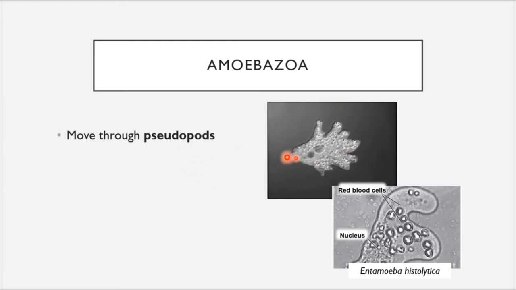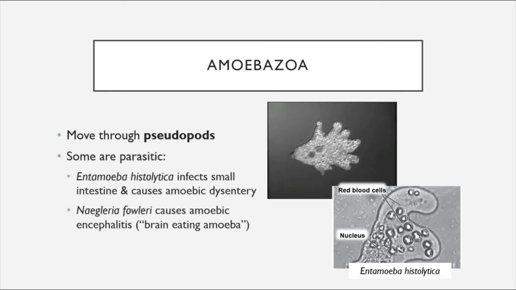And these pseudopods can be used for feeding. They can be extended out and used to engulf particulates, which are then brought into the cell and digested. Some amoebas are parasitic. Entamoeba histolytica, the one that you can see right here, infects the small intestine of humans and causes a diarrheal disease called amoebic dysentery. It is particularly severe because one of its mechanisms is that it engulfs and destroys red blood cells. And you can see in this microscopy image right here, some of the red blood cells have been pointed out.